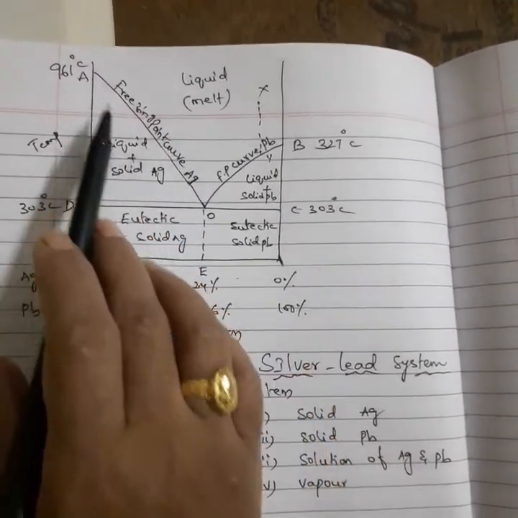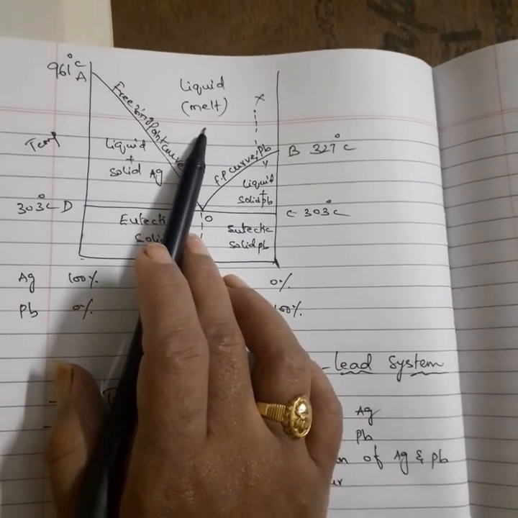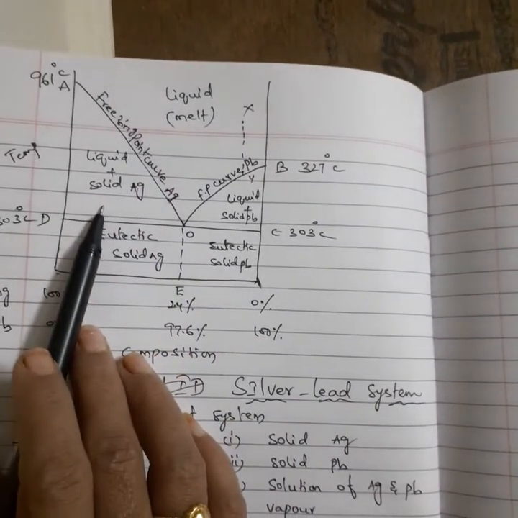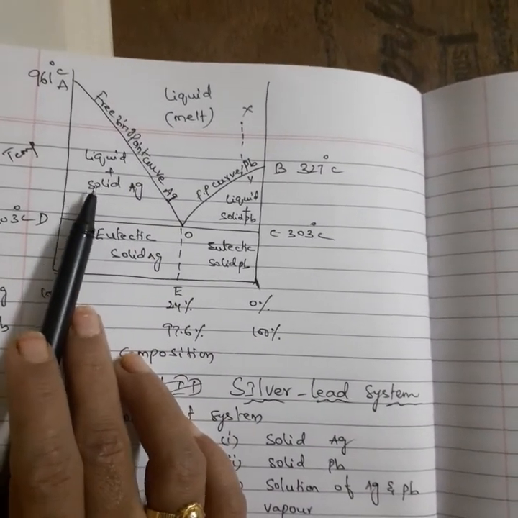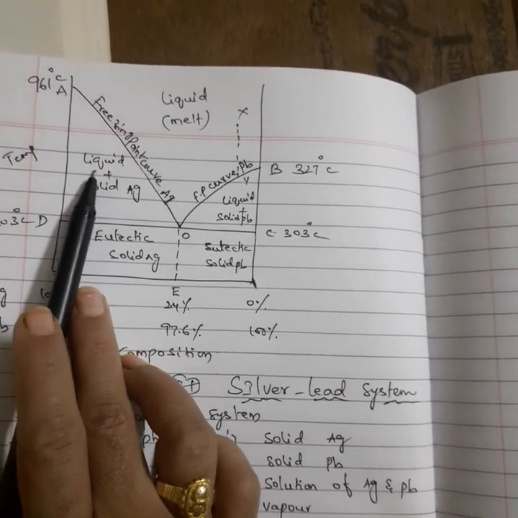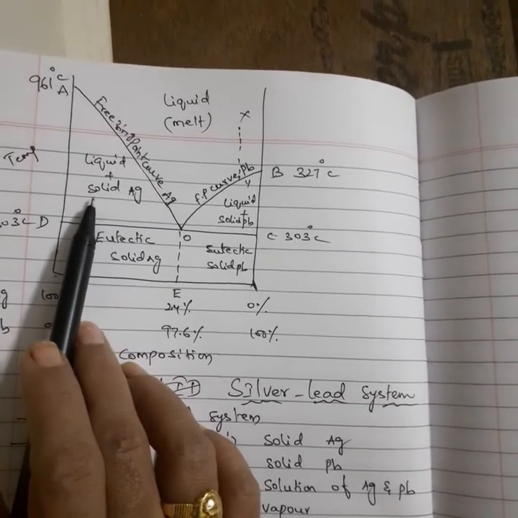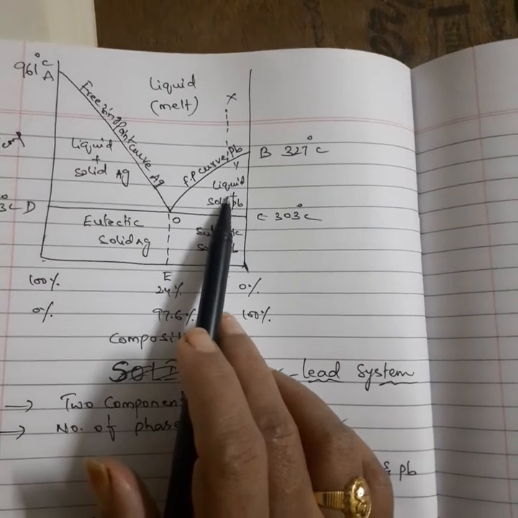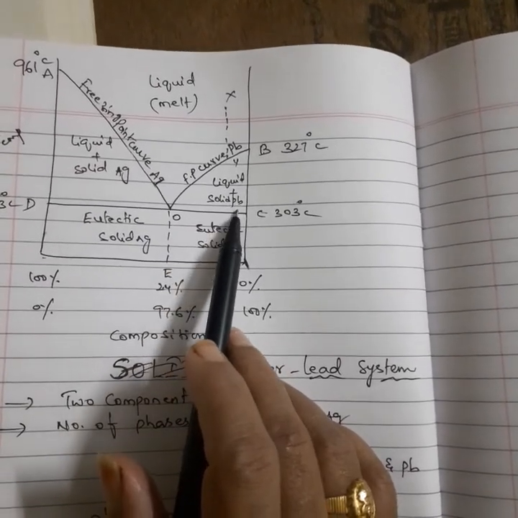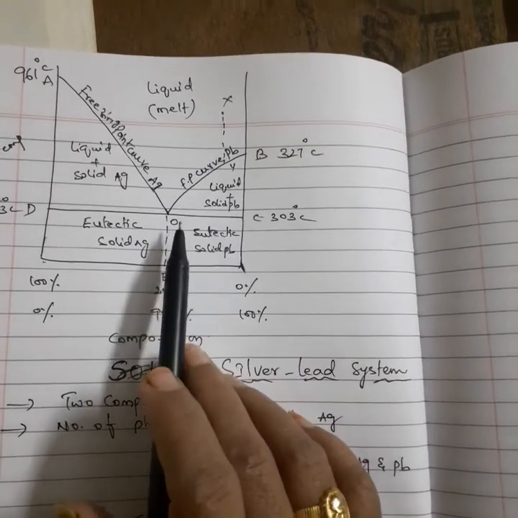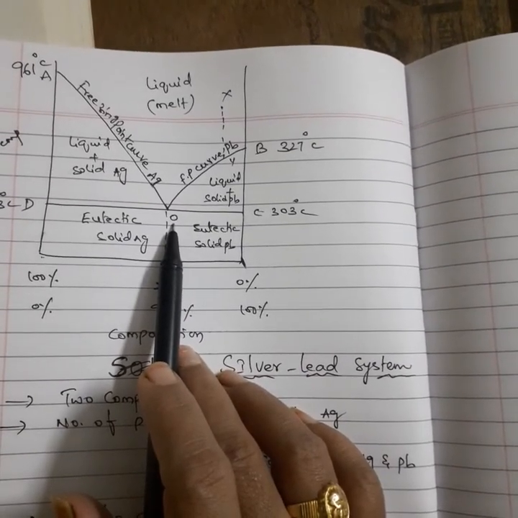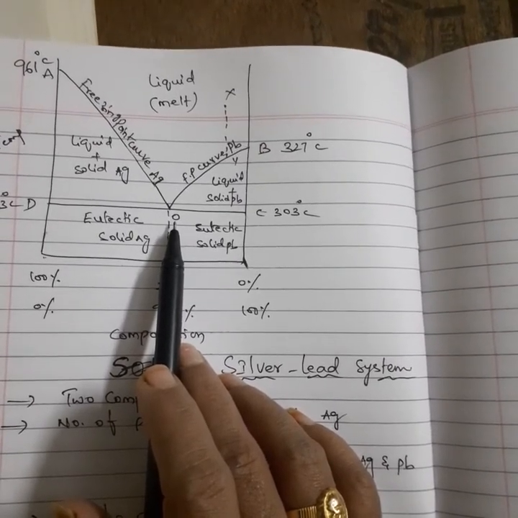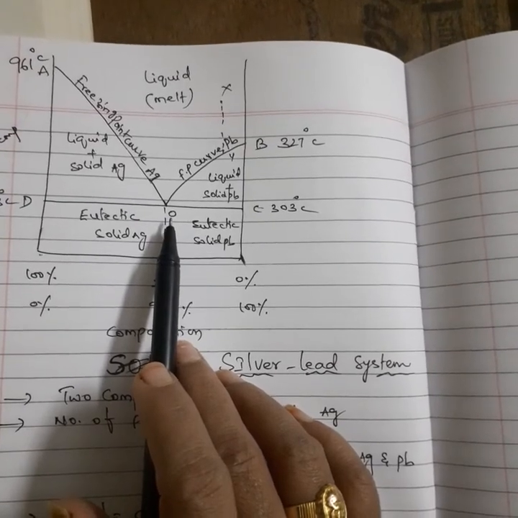In this region AOB, silver as well as lead are both in the molten condition, that is, liquid state. Whereas in this region AOD, two phases coexist: the liquid form of both metals as well as solid silver. In this region BOC, the liquid form of both metals as well as solid lead exist together. The point O is called the eutectic point, where three phases coexist: solid silver, solid lead, and the molten form of both these metals.